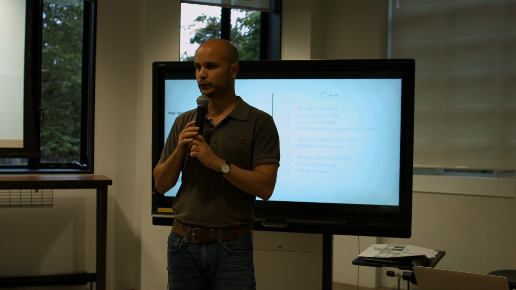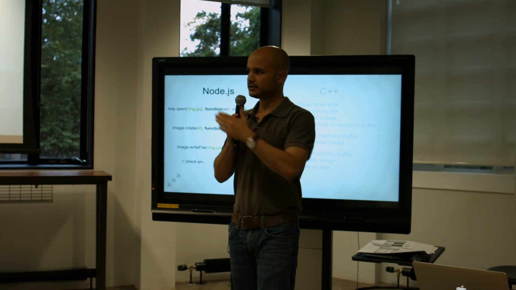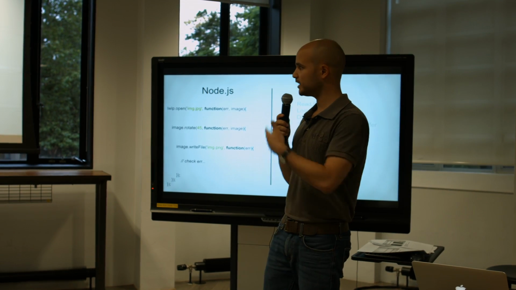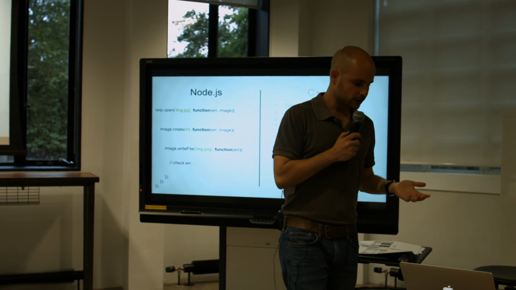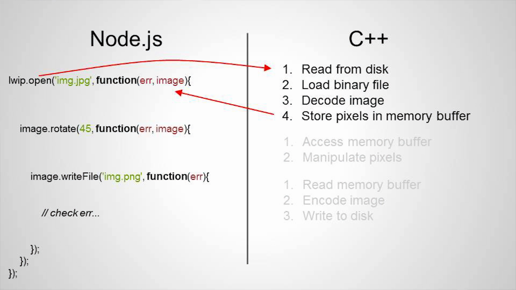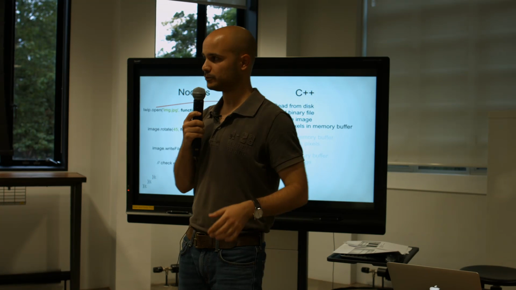And this is how it looks. We already did this example before. Basically, it takes an image, opens this image, rotates it 45 degrees, and then writes it back to disk. And what's happening in the background is like a ping pong between the Node.js side and the C++ side. When we open the image, it goes to the C++ side, reads the file from disk, loads it into memory, decodes the pixels by using the appropriate codec, JPEG in that case, and then stores the pixels in a memory buffer and brings it back into the JavaScript side as an image object.